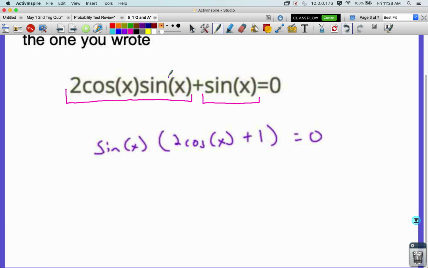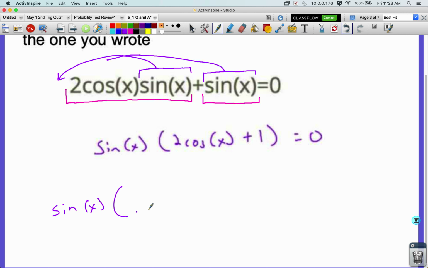If they're both even, I can take a 2 out. If they both have an x, I can take an x out. Well, sine of x functions just like a variable. It can be pulled out. So this sine of x gets pulled out in front. All right, so that's why the sine of x goes to the front.